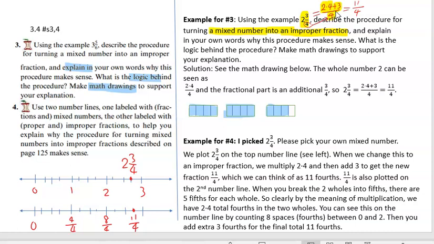First of all, we are going to use strip diagrams to demonstrate the mixed number we are given. The mixed number we are given is 2 and 3/4. This 2 means we have 2 wholes, and 3/4 means we have three quarters of a whole.